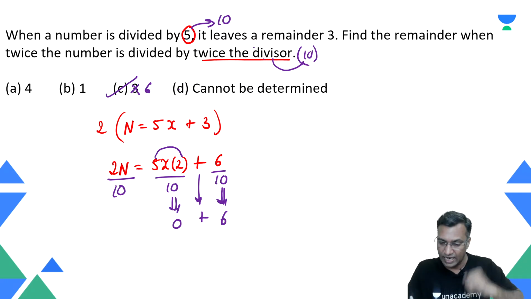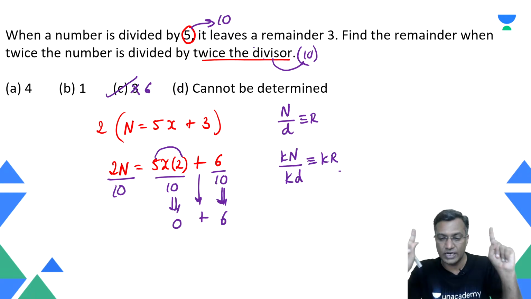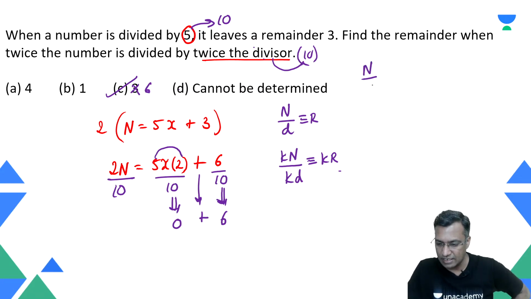Now listen to this. Hey, how does it look? If there is a number which, when divided by a divisor, leaves r as the remainder, then when k times the number is divided by k times the divisor, the remainder is going to be k times r. Don't get confused. Earlier we said that when the number is divided by the divisor, if it leaves a remainder r, then when k times the number is divided by the divisor, we still wrote k times r.